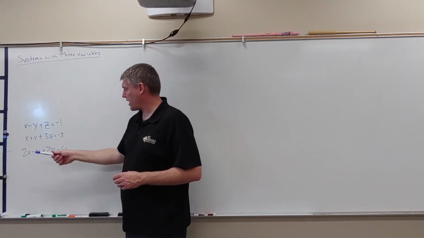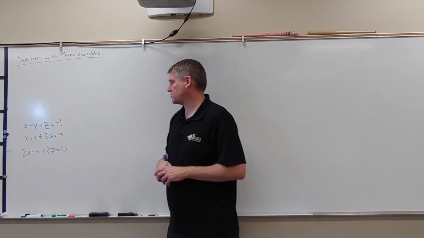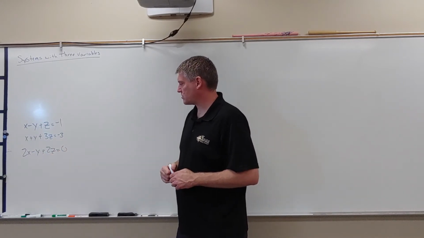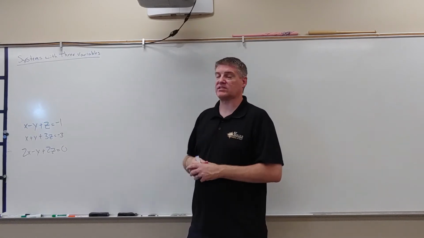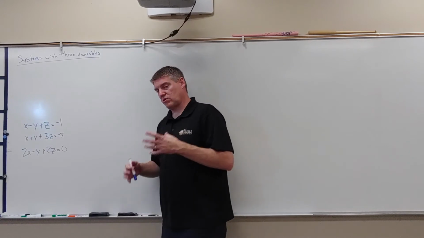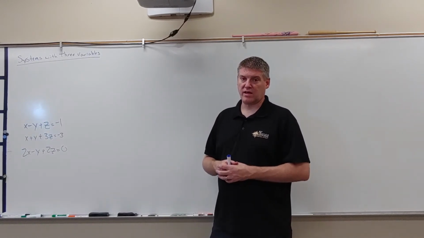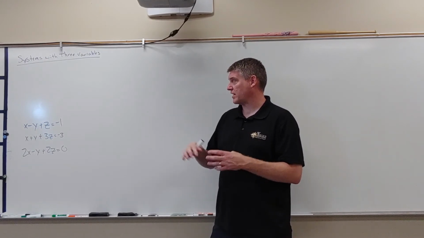Here I have x minus y plus z equals negative 1, x plus y plus 3z equals negative 3, 2x minus y plus 2z equals 0. And I want to find the x, y, and z that satisfy all of these. Okay? So what I'm going to do is pick a variable and eliminate it from these equations.